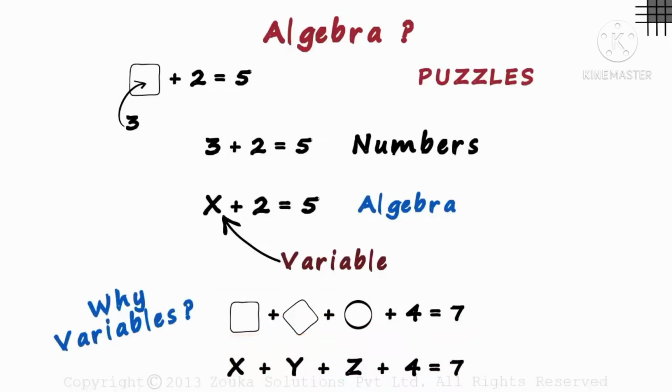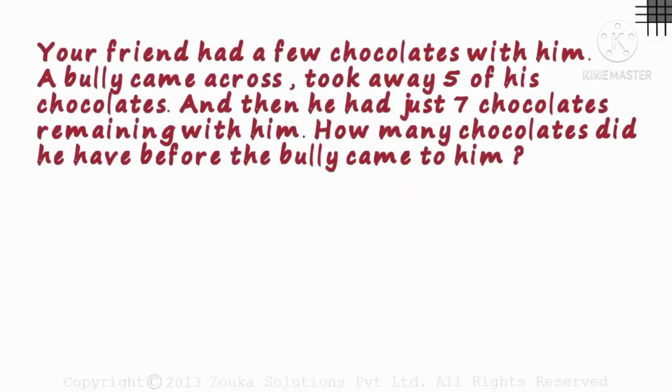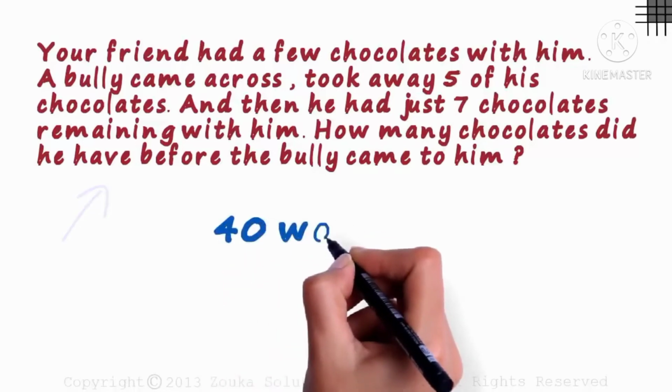But what's the real advantage of using variables? Read this short story and the question that follows. Your friend had a few chocolates with him. A bully came across, took away 5 of his chocolates, and then he had just 7 chocolates remaining with him. How many chocolates did he have before the bully came to him? This question has 40 words.